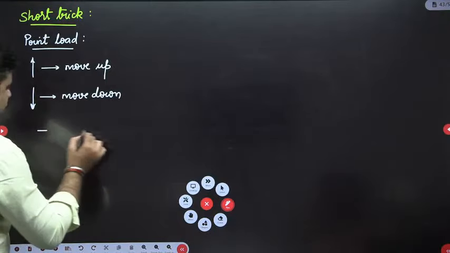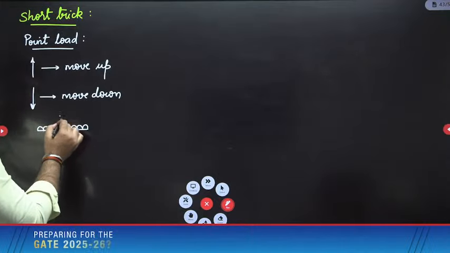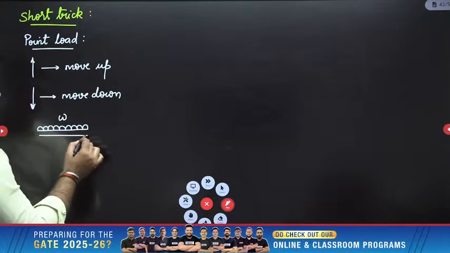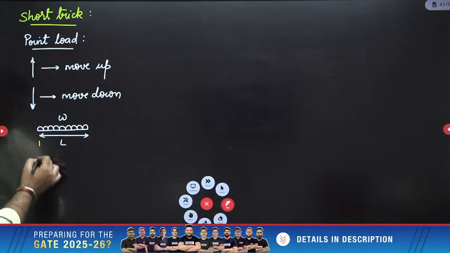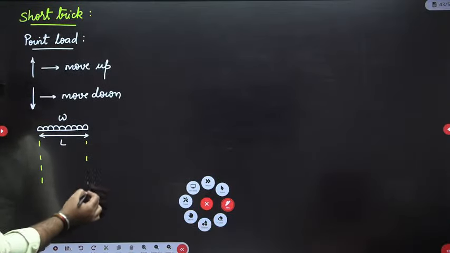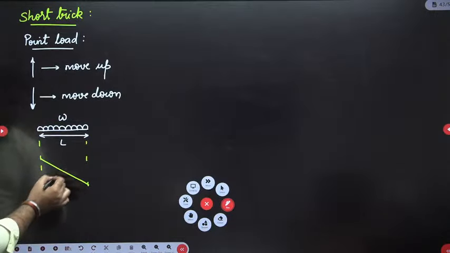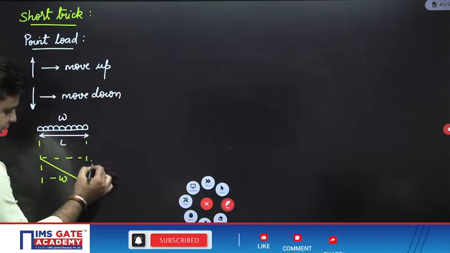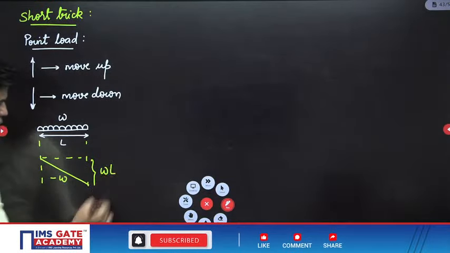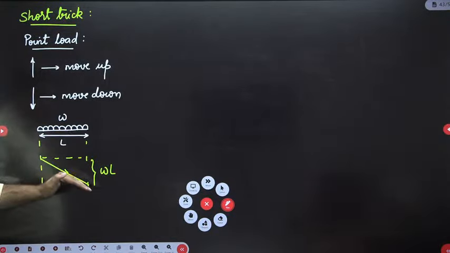If you have a downward acting UDL like this, whose value is W and the length over which this UDL is acting is L, then over this length L in the shear force diagram, you need to move linearly like this. The slope of this line will be minus W, and the total downward displacement will be equal to W into L. So whenever you have a downward acting UDL, you need to move down by the amount of W into L.